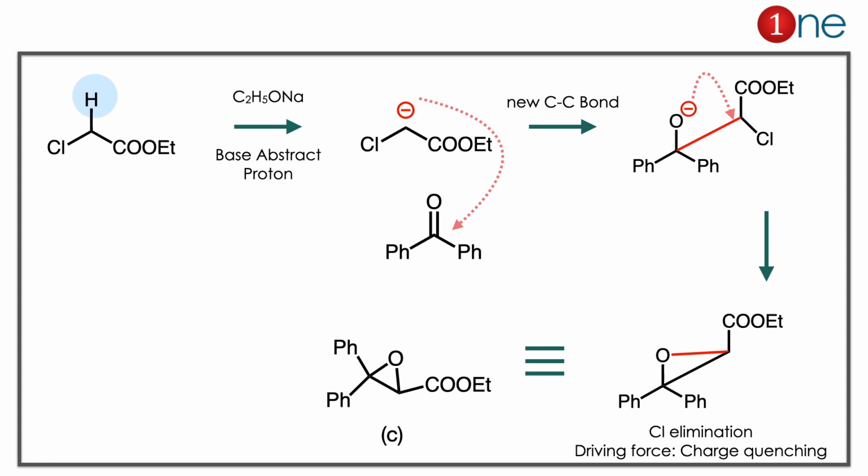The anion has to be quenched. Chlorine is a good leaving group. So what really happens is O- attacks the CCl carbon. You have 3-member epoxide formation. If you read it nicely, you have the answer C.